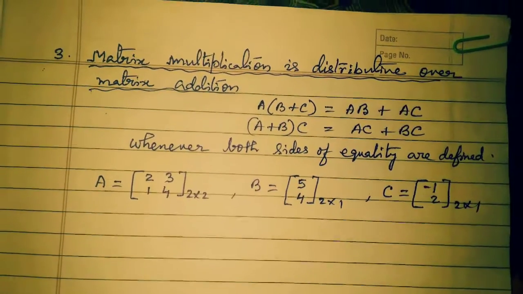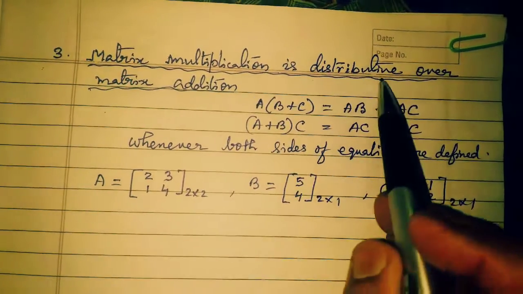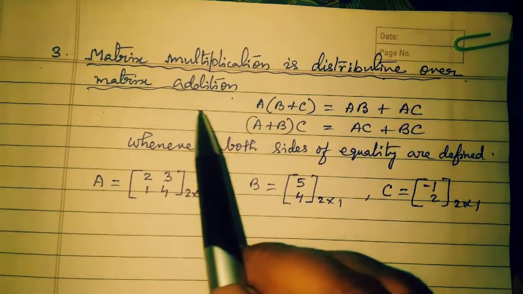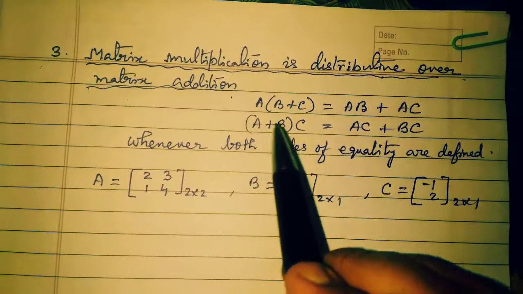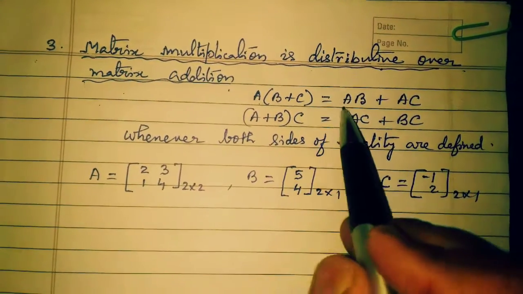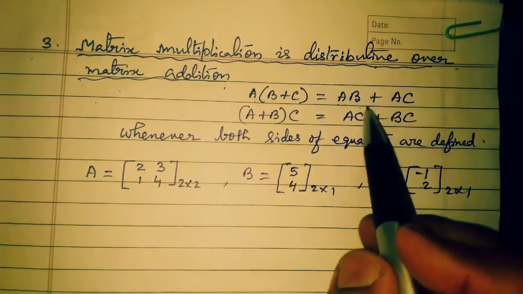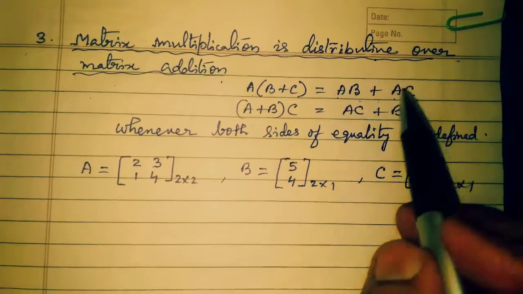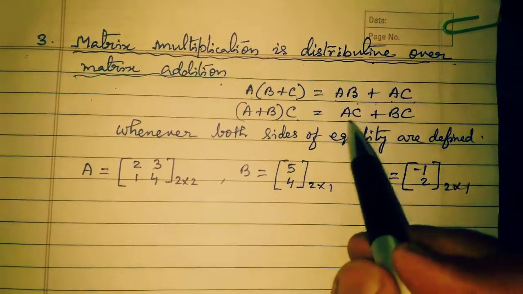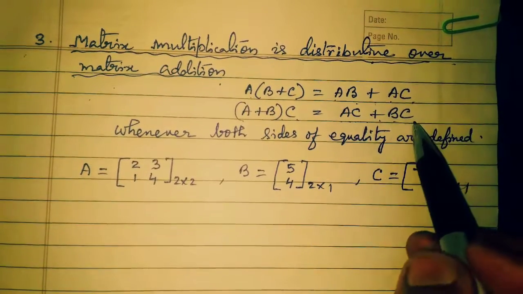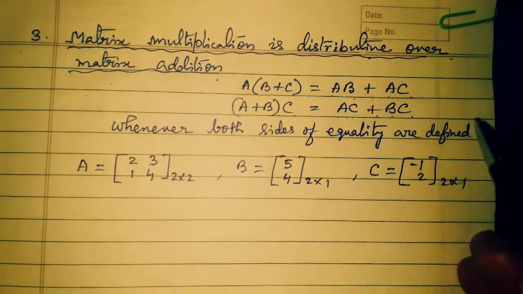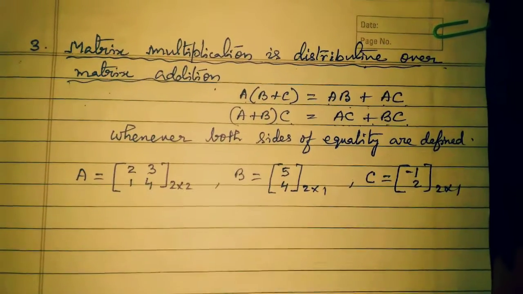Next property is that matrix multiplication is distributive over matrix addition. So if three matrices A, B and C are given, then A into (B plus C) will be equal to AB, that is A into B plus A into C. Or if we add (A plus B) into C, that is equal to A into C plus B into C. So this will follow over here. We'll just see here whether it is possible or not.